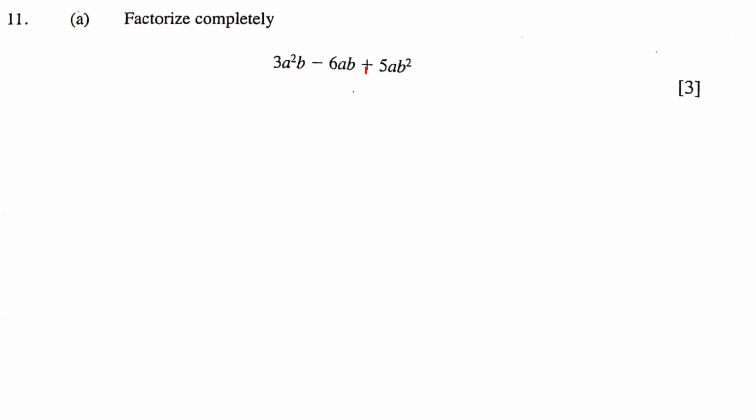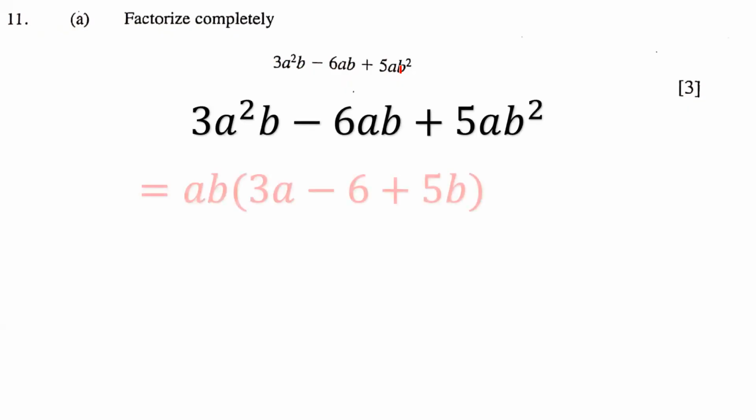3, 6, and 5. There's no number that can go into all three of them. How about A? Well, A is a part of each term in there. A is in there, A is in there, and A is also in there. So we're going to pull out A. How about B? B is in this term, B is in this term, and B is in this term. So our common factors are going to be AB. So we're going to pull that out. So AB is our common factor.